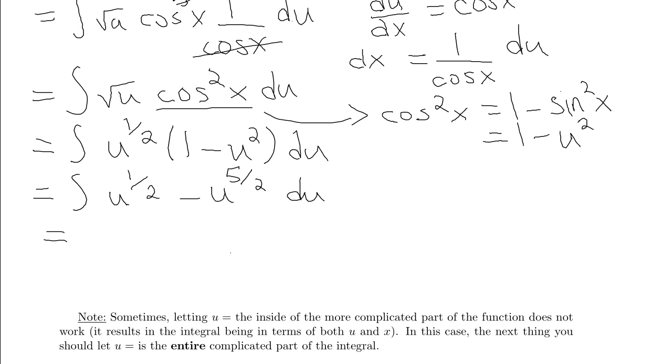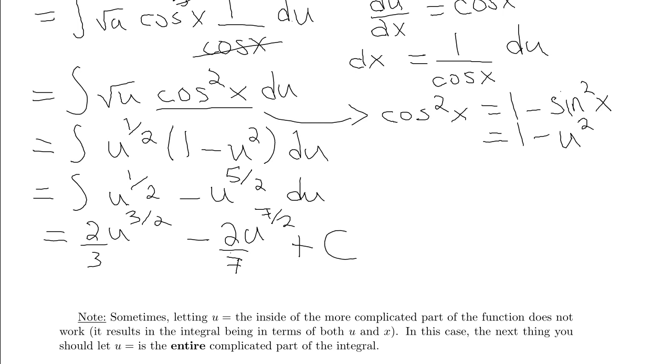So for u to the 1/2, its antiderivative, well, we increase the exponent by 1, so it becomes u to the power of 3 over 2, which means it's going to be divided by 3 over 2 or multiplied by 2 over 3. Minus, for this u to the 5 over 2, we increase the exponent by 1, so it becomes u to the 7 over 2. And it's going to be multiplied by 2 over 7, which is the same as dividing by 7 over 2. And then plus a constant.